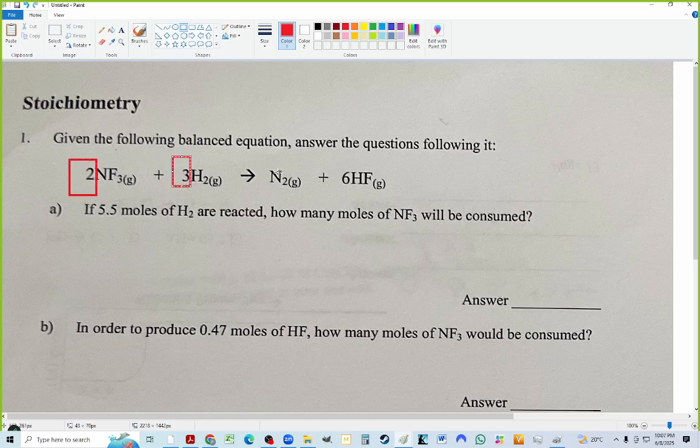Yeah, so it's basically saying how many moles of NF3 will be consumed. Where's the NF3 in this equation? It's the first one. So we're talking about these 2 things. That should be your focus. Say, okay, ignore everything else. These are my 2 focus.